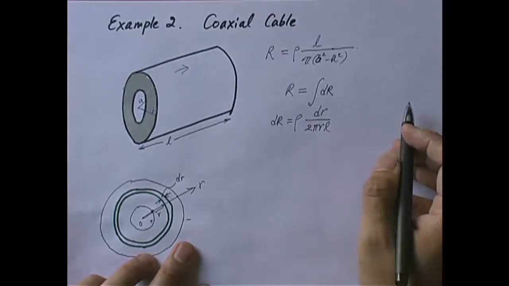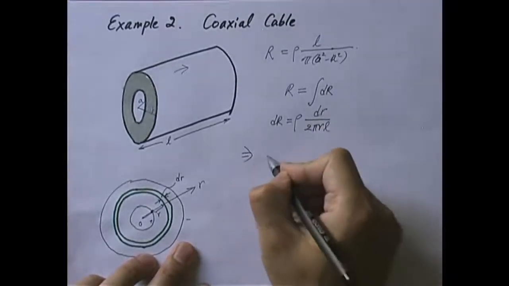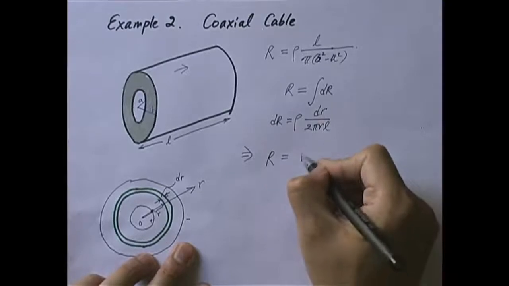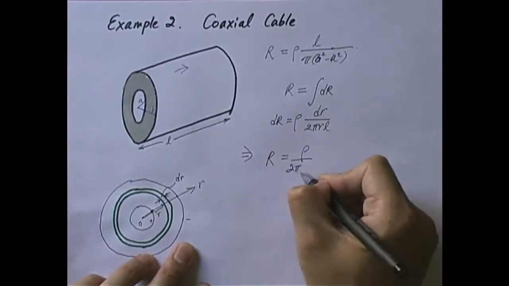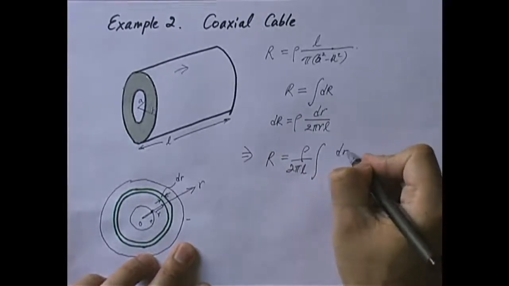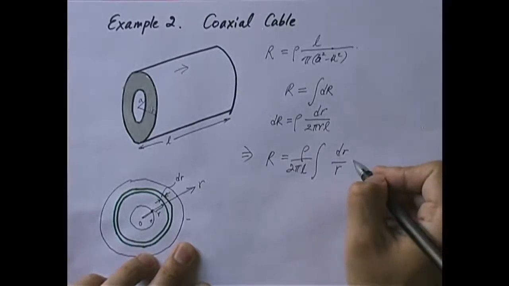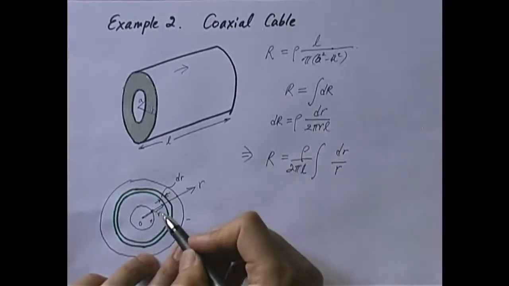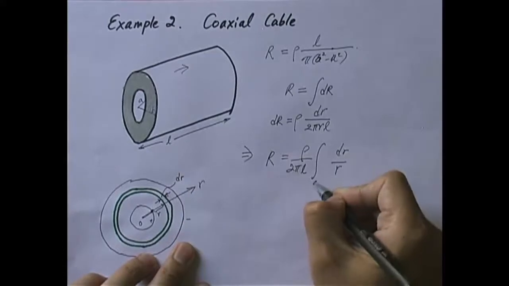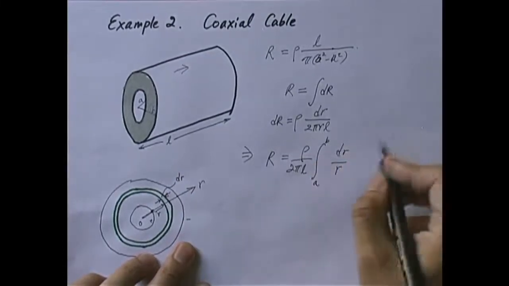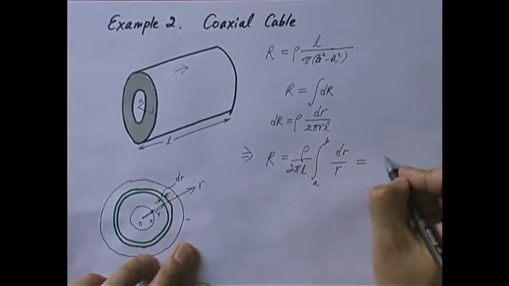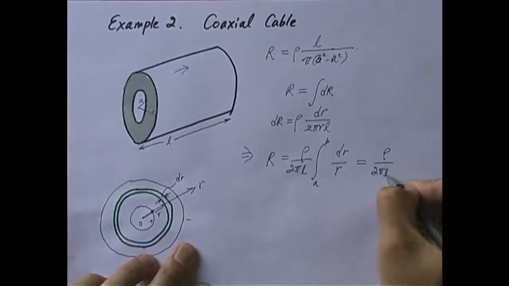What we have to do now is to integrate, which is quite simple to do. So R equals rho over 2 pi L, and then 1 over r dr. And then we can integrate between a and b. That is the limits of r, and you will get a natural log function, rho over 2 pi L, natural log of b over a.